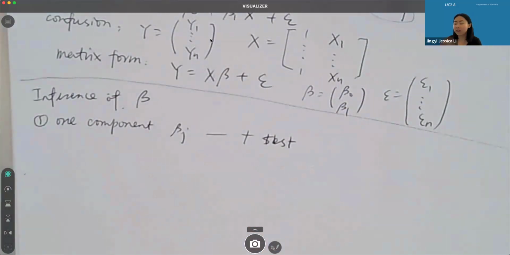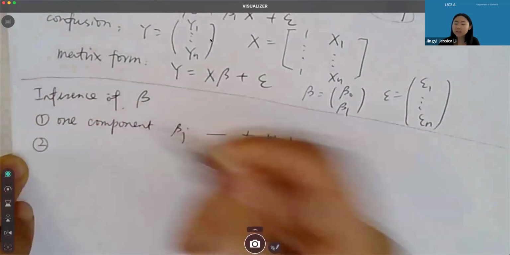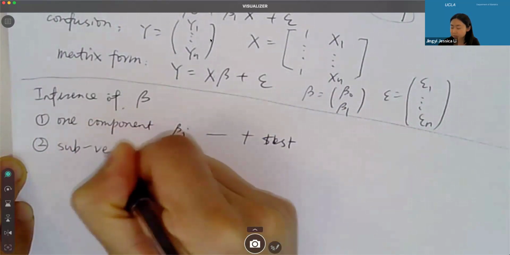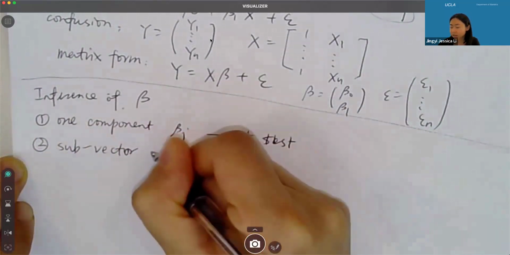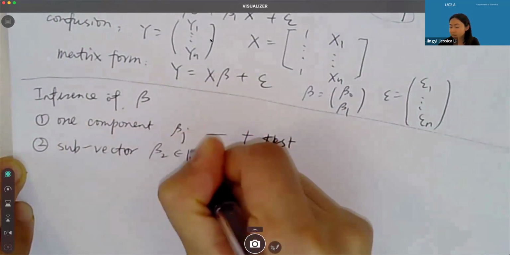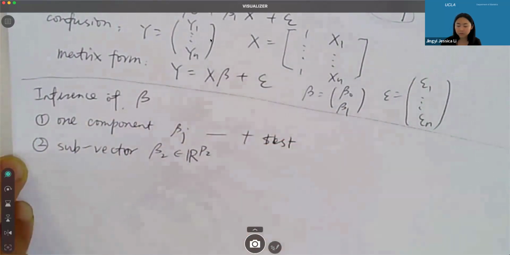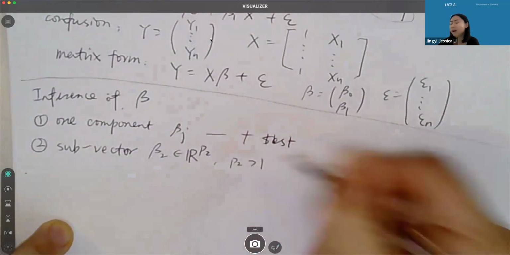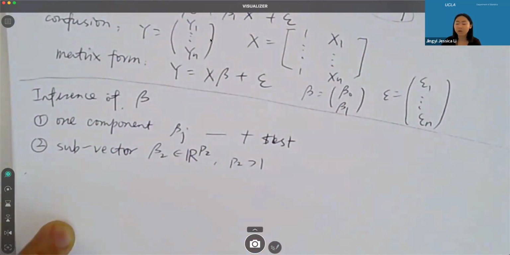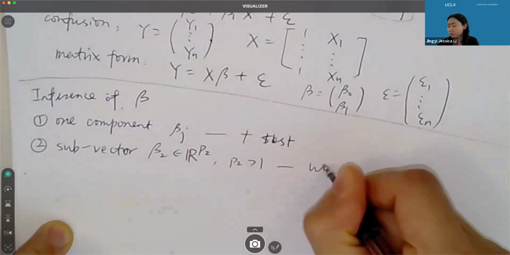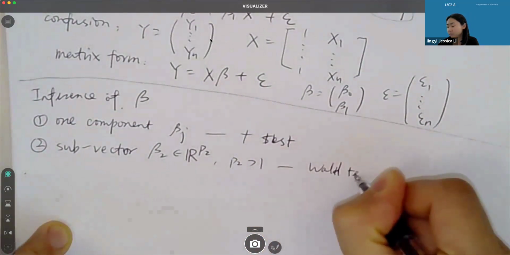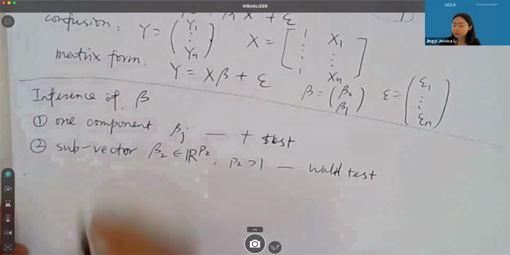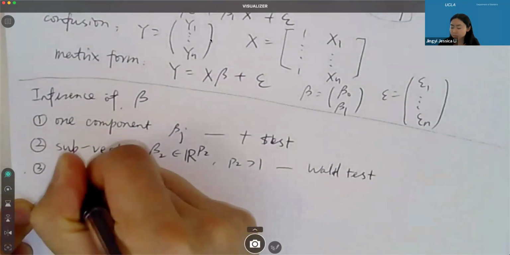And if we're talking about some subvector, we call it, say, beta 2, that's R^P2 dimensional, so P2 greater than 1, more than 1 dimension, then we talk about the Wald test. And then we gave you a more general way to do the test, which is the likelihood ratio test.